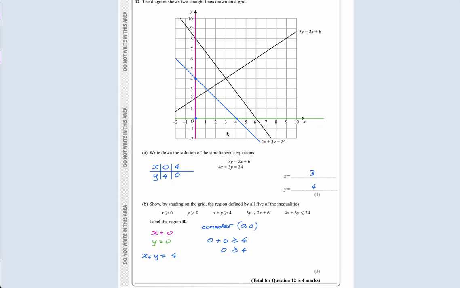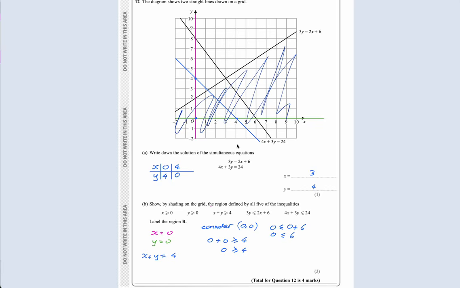Okay, good. Next line is this. Consider it here. So is 0 less than or equal to 0 plus 6? Is 0 less than or equal to 6? Yes, that is true. So which line is this? That's this line. So it is going to be down here, because 0, 0 is down here. So it's going to be below this line.